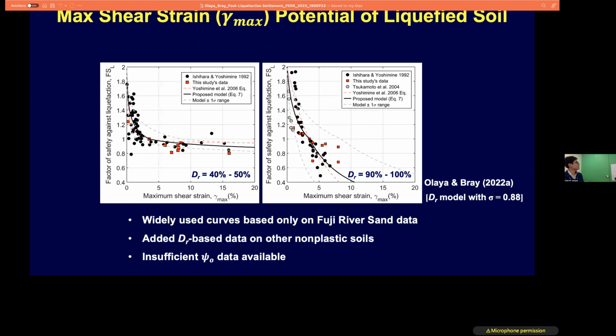So we generated data for clean sands, silty sands, and non-plastic silts. And that's shown in red here and in gray over here. And again, the new data is consistent with the Ishihara and Yoshimine original data points. However, we did see some differences. For example, here and then here, there are some trends that need to be updated, and that's what we did with our model. We didn't have enough data to work with the state parameter, so we didn't feel comfortable working with that parameter.